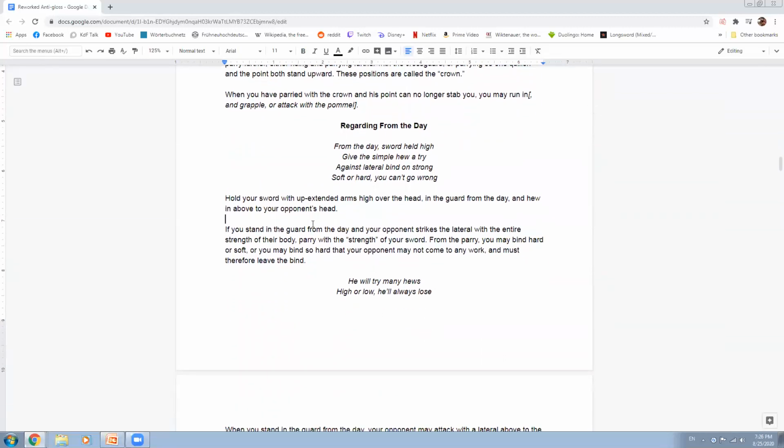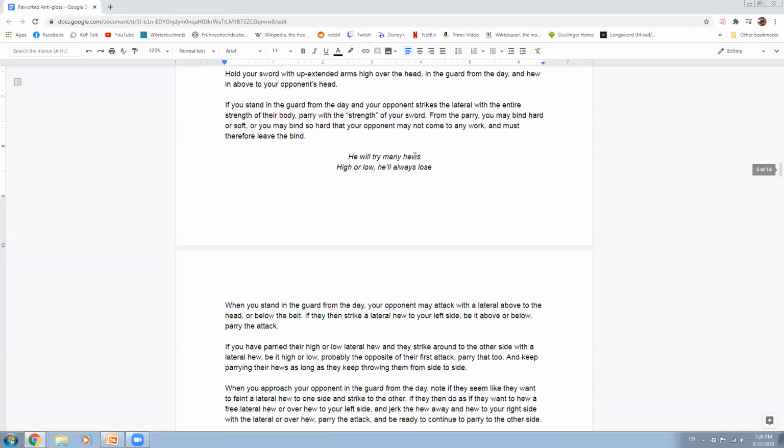So from the day, vom Tag, hold the sword with extended arms over your head and hew to your opponent's head. If they strike a lateral, oh, so this is long because they do lateral against, or they do Zwerchhau against vom Tag a lot. So parry with the strong of your sword, and from the parry you can bind hard or soft.